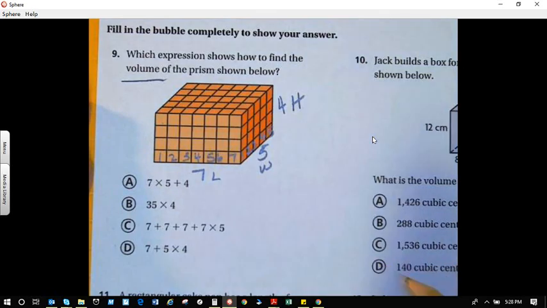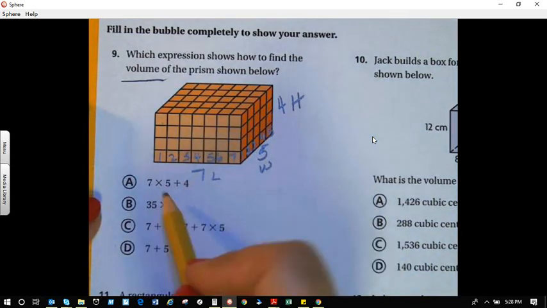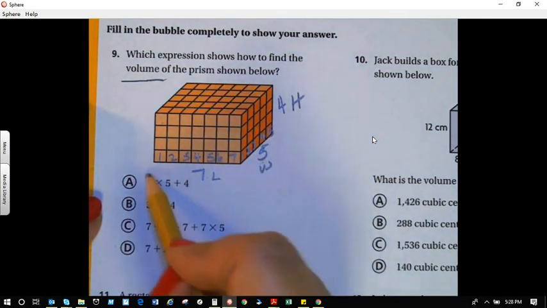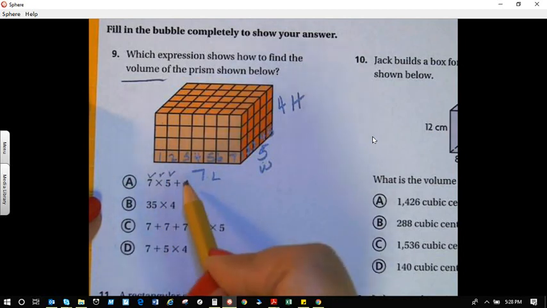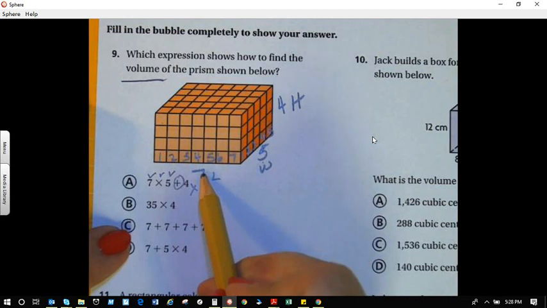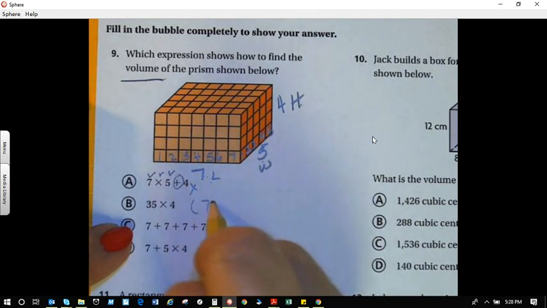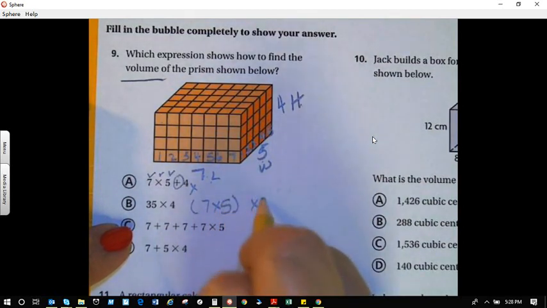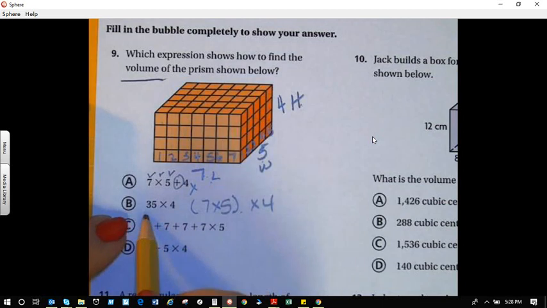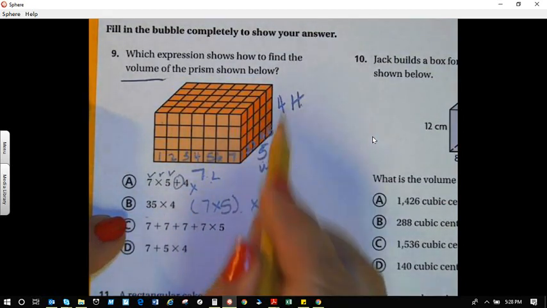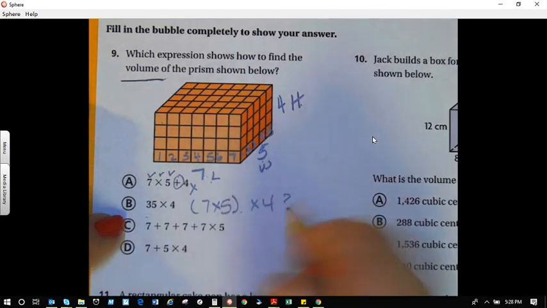Okay, well, 7 times 5 is correct, but we don't add, so that's not correct. 7 times 5 times 4, well, what is 7 times 5? Because this is the same, isn't it? 7 times 5 is 35. That's my base. Times 4, which is my height. So that's a really strong possibility.